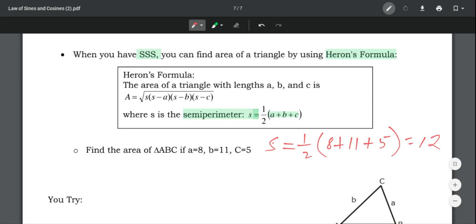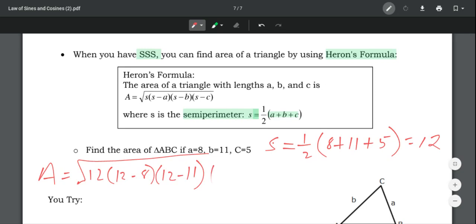Now I'm going to use that semi-perimeter in my area formula. So my area is equivalent to the square root of the semi-perimeter times the semi-perimeter minus a, which is 8, times the semi-perimeter minus 11, which is b, times the semi-perimeter minus 5, which is c. So we're going to input that in, and you're taking the square root of that whole quantity.